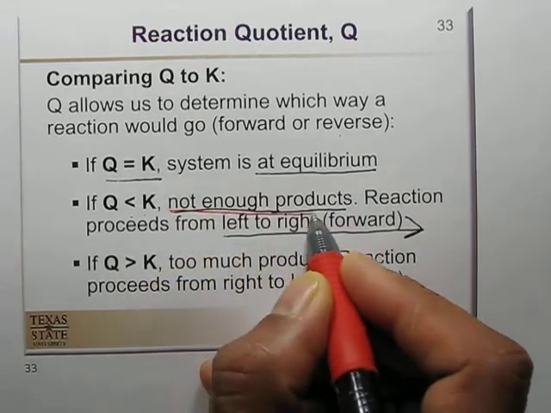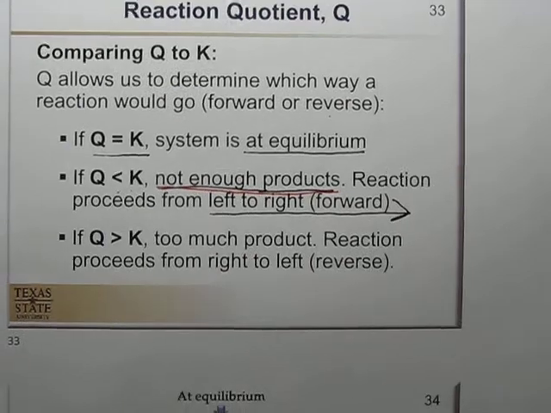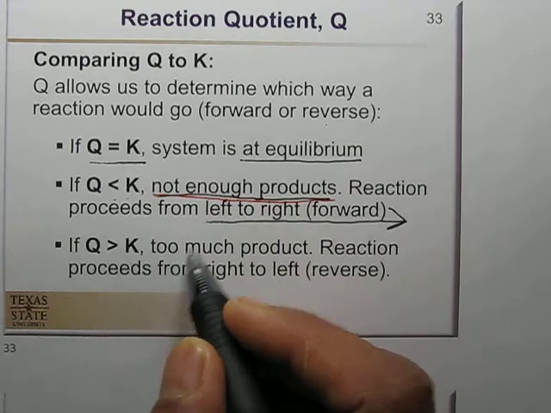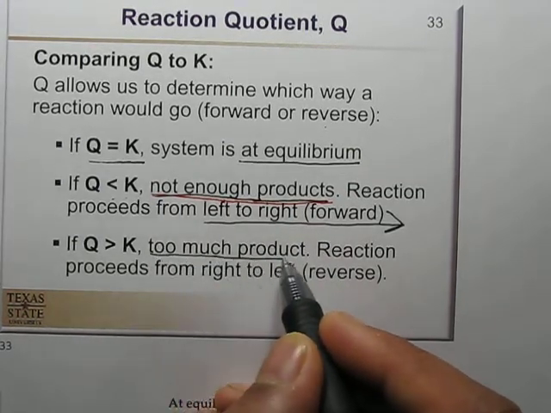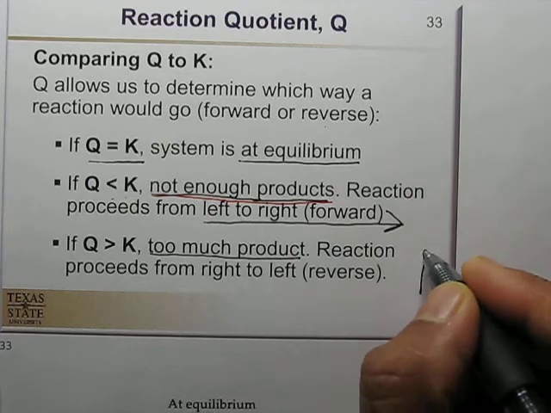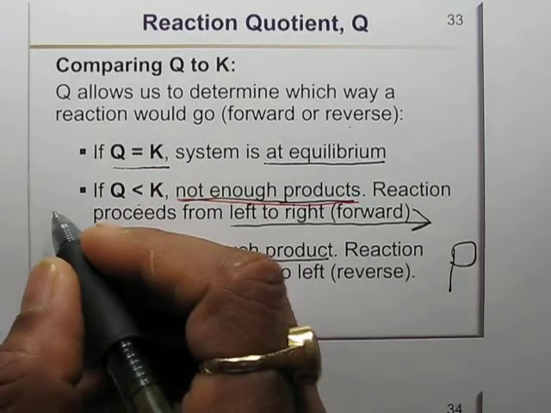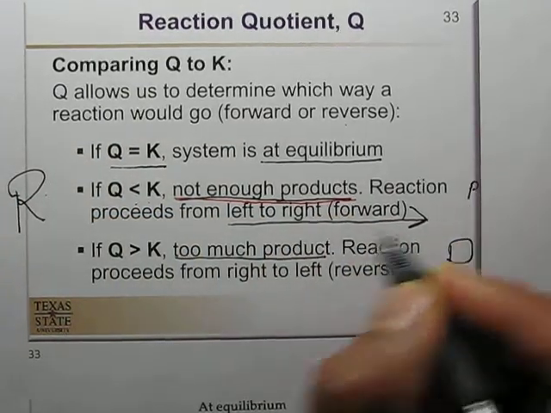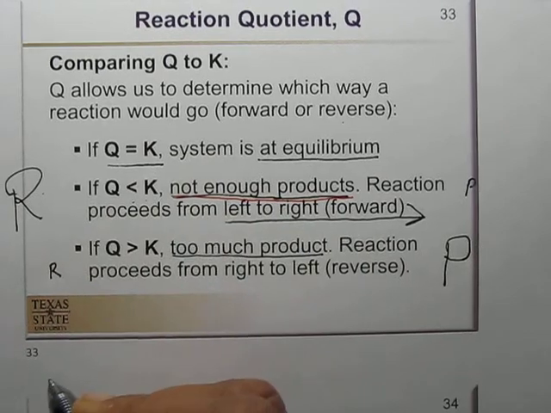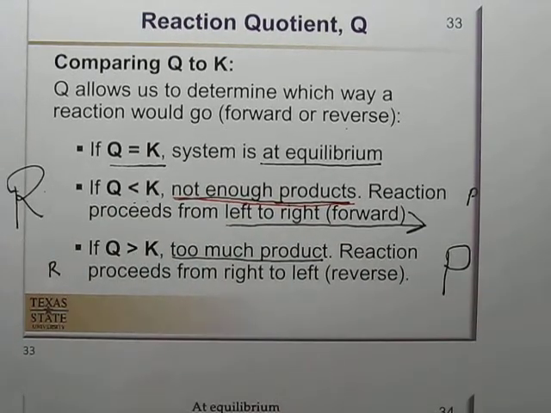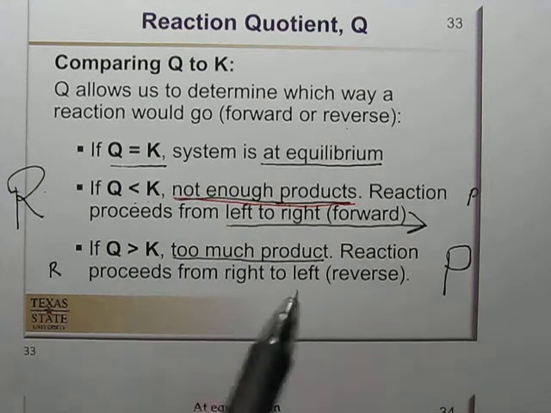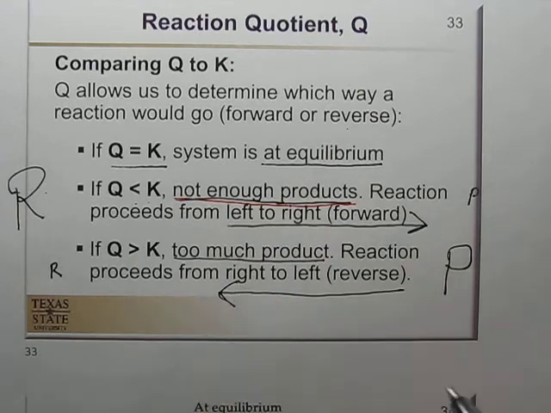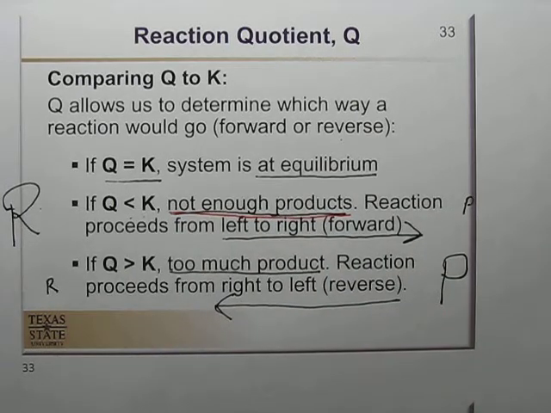And if K is smaller than Q, or Q is greater than K, then there is too much product. So here product is larger and reactant is small. This way we can understand. And the reaction proceeds from right to left, in the reverse direction. So this is the way we can compare it.